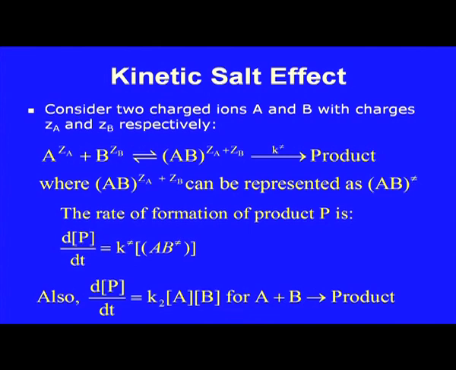Now, this ionic strength can be regarded as the average electric field experienced by an ion due to the presence of other ions in solution. It is a qualitative way of understanding what we mean by the ionic strength of the medium. So, with this, let us consider two charged ions A and B with charges Za and Zb respectively.